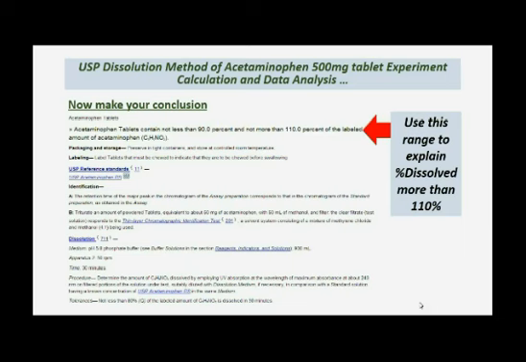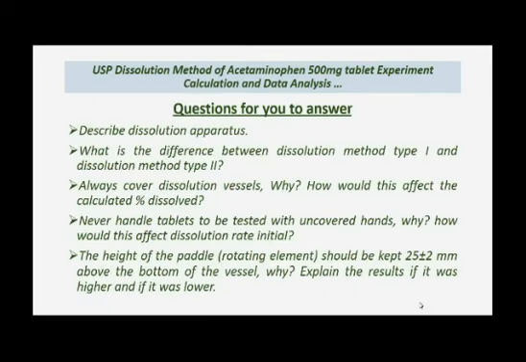Also, you need to explain percentage dissolved more than 110% using USP limit. Remember, acetaminophen tablets contain not less than 90% and not more than 110% of the labeled amount of acetaminophen. Here are some questions for you to answer. Most of these questions were explored during our practical session video. The first one, describe dissolution apparatus.